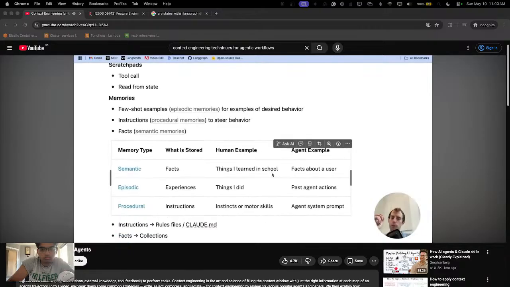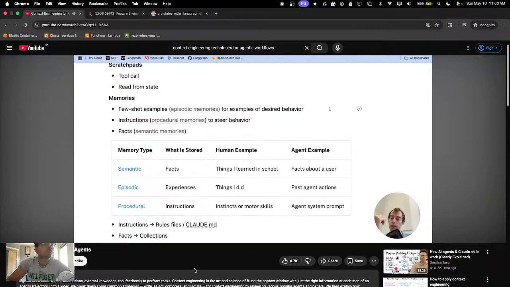Now, memories are a bit more interesting and a bit more subtle. There are different types of memories you might want to pull into context depending on the problem you're trying to solve. Could be few-shot examples that provide specific instructions for a desired behavior. It could be a selectively chosen prompt for a given task. Could be facts. And these are different memory types.